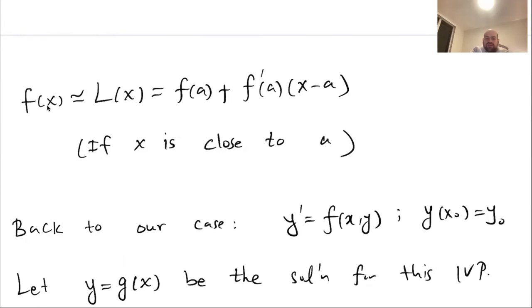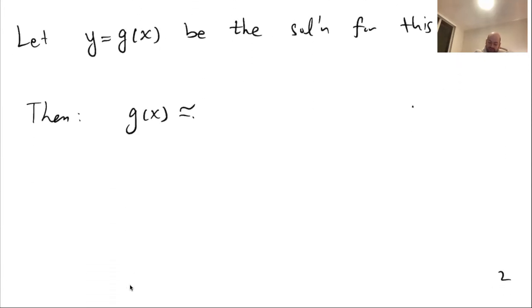So g of x is almost equal to g of a plus g prime of a times x minus a. And what is a? In our case, a is x naught. This x naught is my a, and this g is my f. So we can say g of x is almost equal to g of x naught plus g prime of x naught times x minus x naught. Now, what is g prime of x naught?